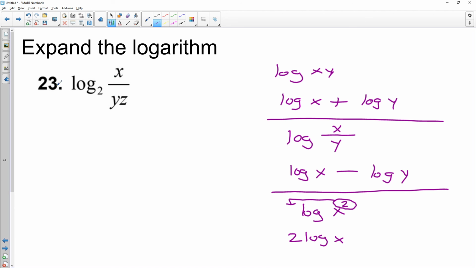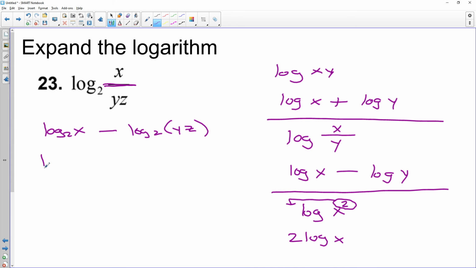So I'm going to look at this problem, log base 2 of x divided by yz. I'm going to start off by saying I see a division symbol, and that's this property. So I'm going to split it up first into log base 2 of x minus log base 2 of yz. Essentially, you're not done expanding unless there's no multiplication or division showing up inside of your log. You can see that I got rid of this division by splitting it up, but this second one now has a multiplication going on, right? So I have to do another expansion using this first property.